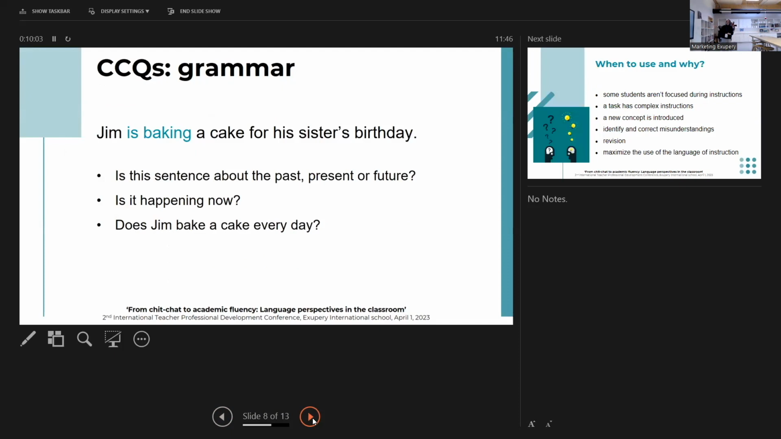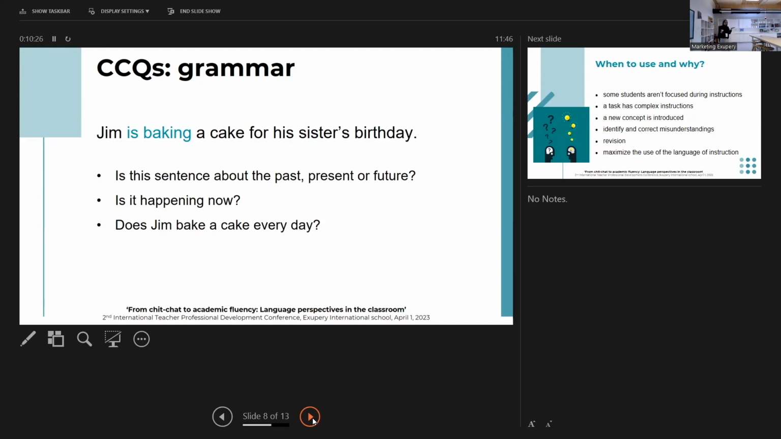For language teachers, CCQs are the basis to check for understanding of grammar structures. And on the example, Jim is baking a cake for his sister's birthday. We're checking understanding of the time concept. So one of the basic CCQs would be, is this sentence about the past, present, or future? So on the timeline where it relates to.